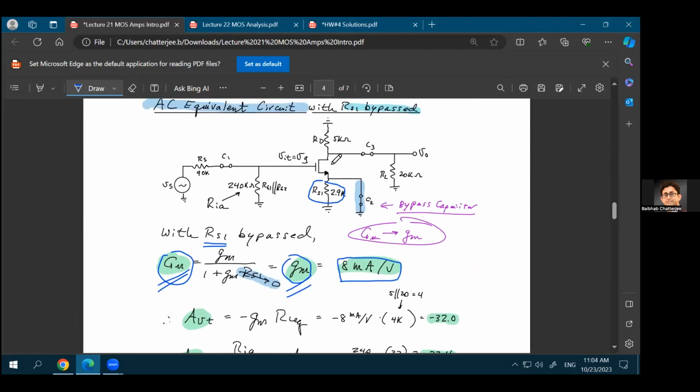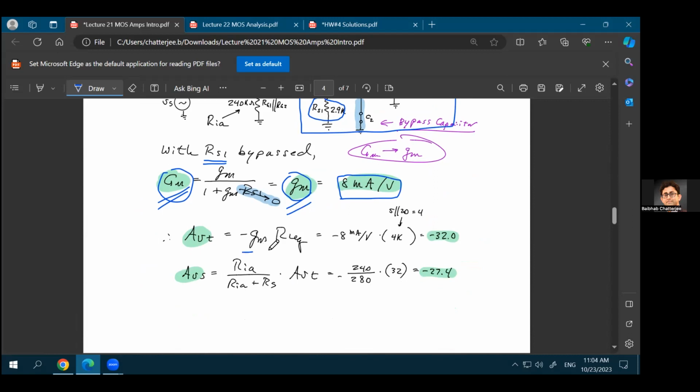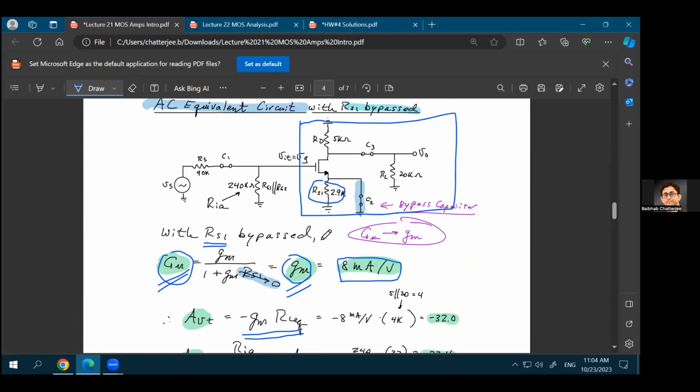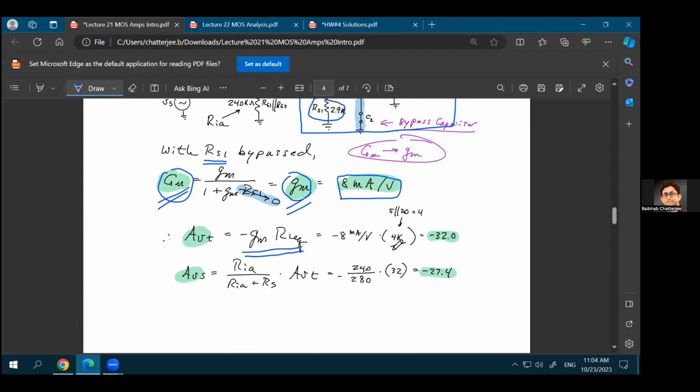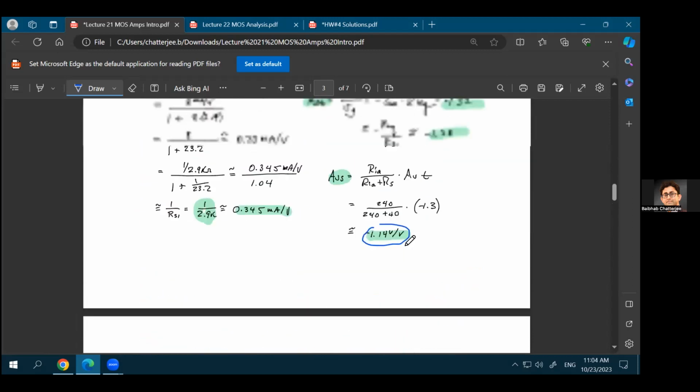Your voltage gain in this part of the system, let's say you just ignore the input side for a moment, and let's say you want to find out the voltage gain in this part of the system, that would be equal to minus GM times, or this capital GM times R equivalent at the output. You already know what is the R equivalent at the output side.